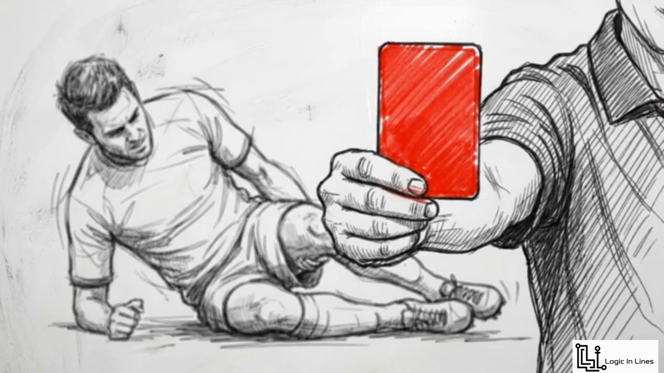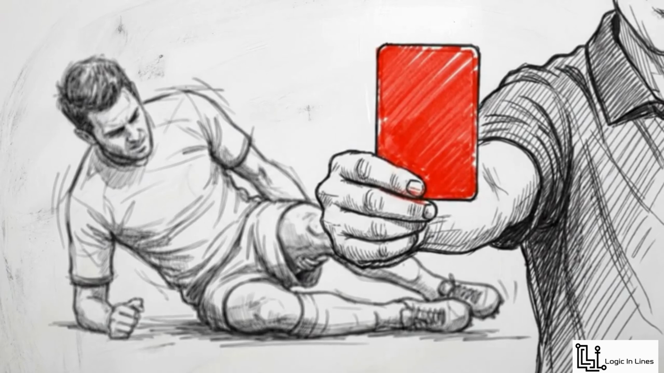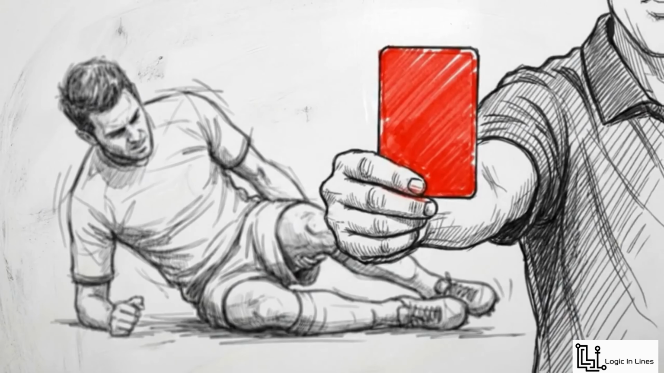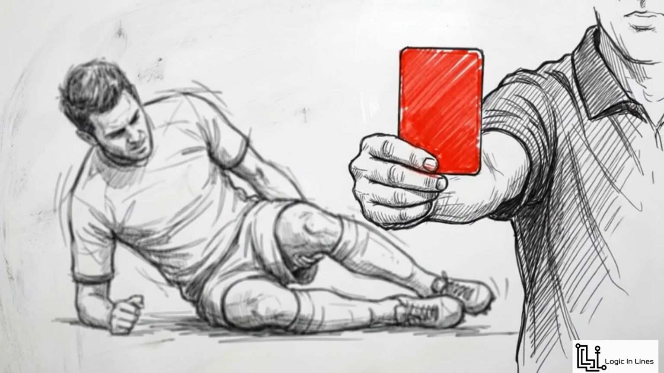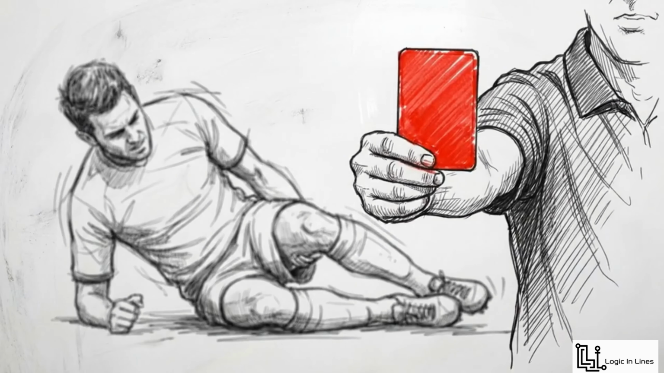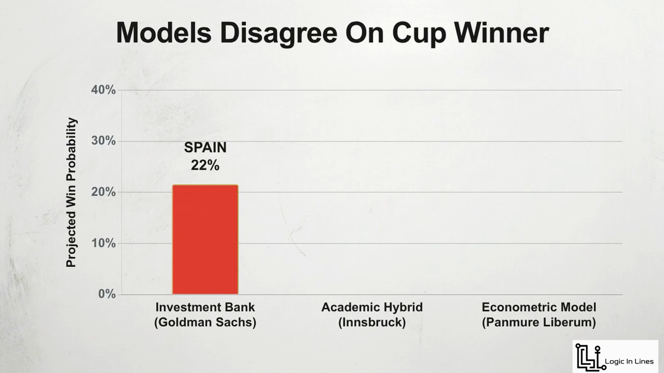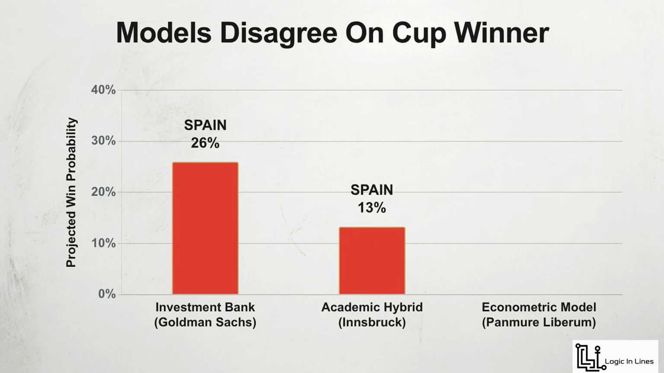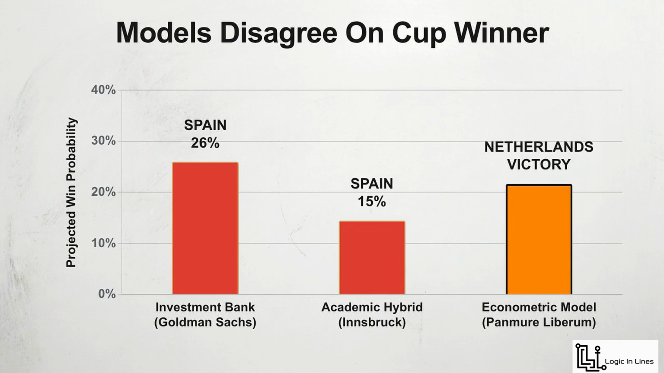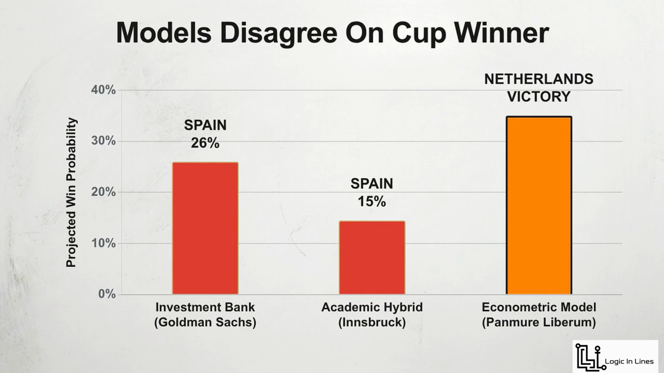Every additional knockout game is a high-variance filter. Events like an early red card or a late-stage hamstring injury compound with each extra 90 minutes. This matrix tracks how major forecasting models process that variance. Goldman Sachs calculates a 26% probability for Spain. The academic model from the University of Innsbruck drops them to 14.5%, and leading economic models project a Netherlands victory.